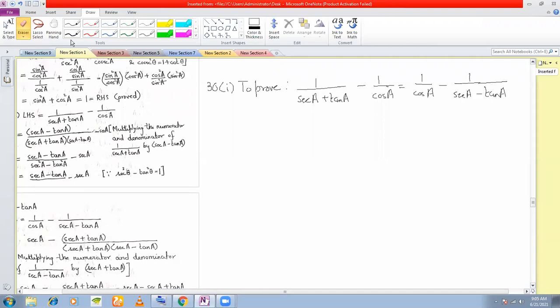What you can also do is, instead of multiplying by sec a minus tan a, this is one method I have shown you. Another method I will show you here is changing everything to sine and cos. We start from the left hand side.